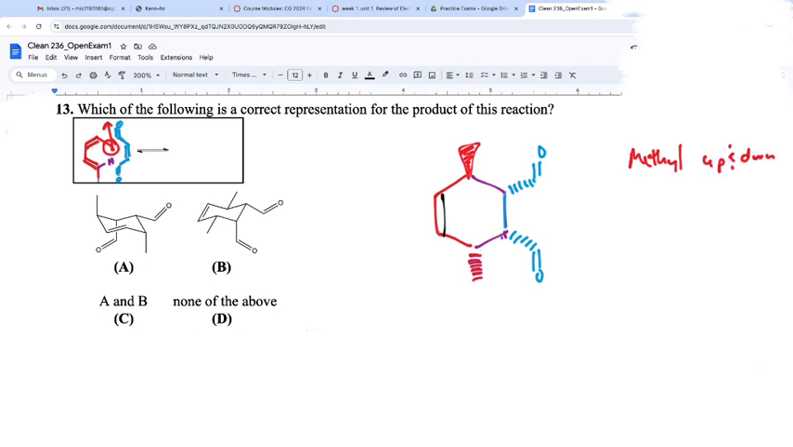So now I can go back to my chairs and ask, where are my methyls? Up and down in A. Where are they in B? Also up and down. That one's a little bit harder because they're equatorial versus axial. The other thing I'd want to do is make sure that they come into proper alignment with my pi bond. The pi bond isn't shifting somewhere else around the ring.